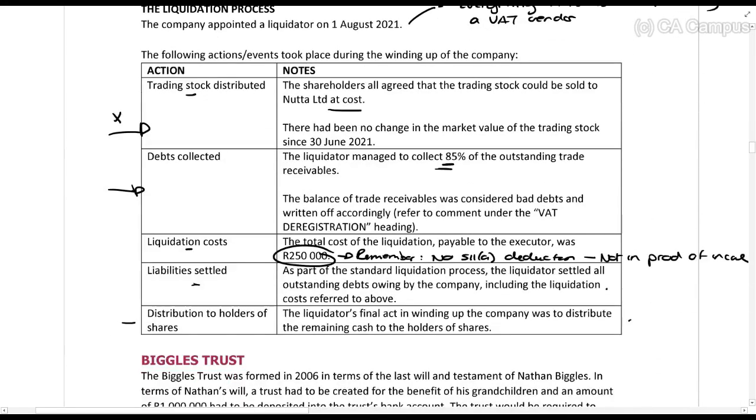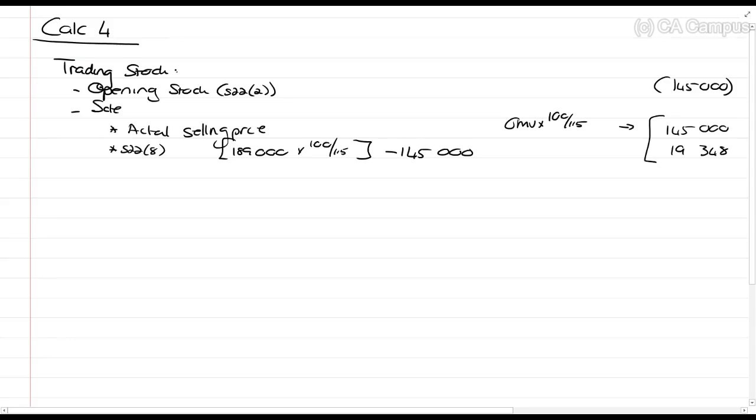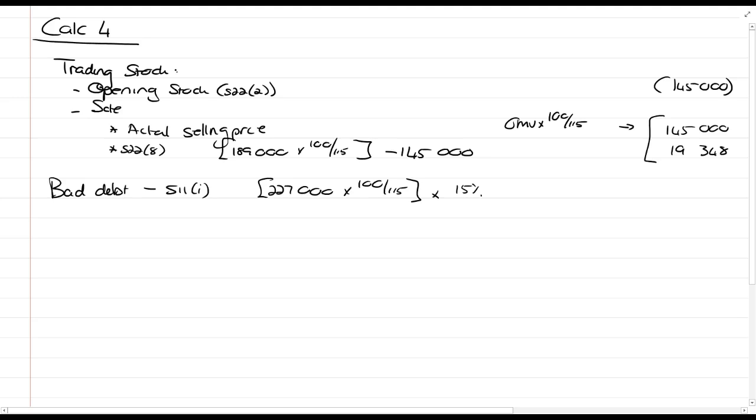Then next is the debts collected, so we have that bad debt. Section 11(i), 227. Remember the rules for bad debts. You can only claim a deduction for amounts that were taxed at some point, and we would have been taxed always on the amount excluding VAT.